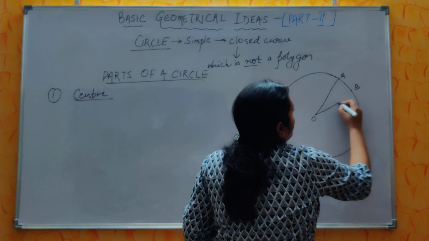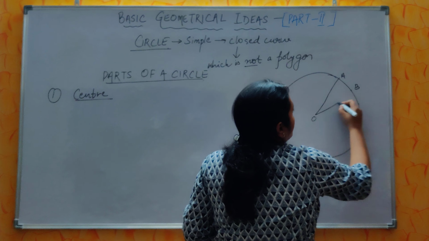is the line segment joining the center to any point on the circle. Okay, the plural of radius is radii. If we are talking about more than one radius, then we can say that OA and OB are the two radii of the circle.